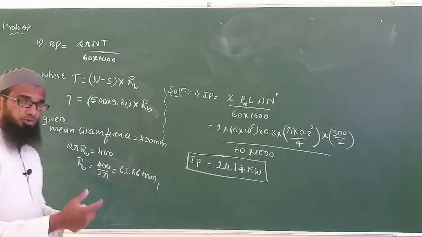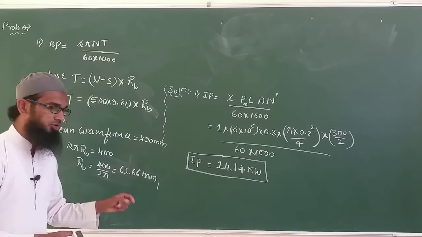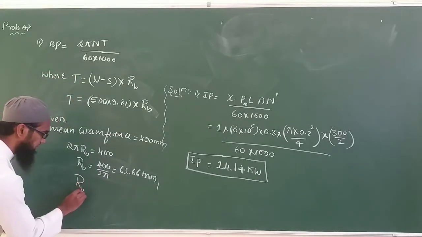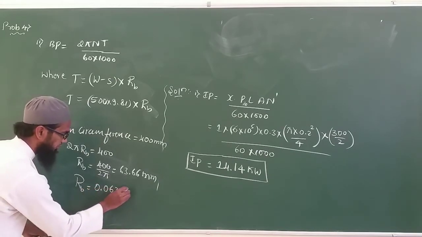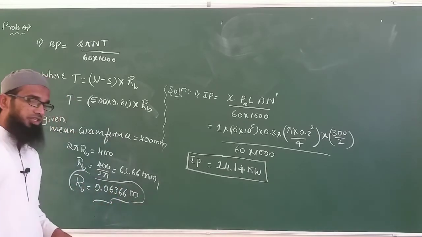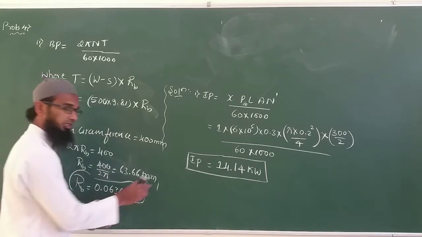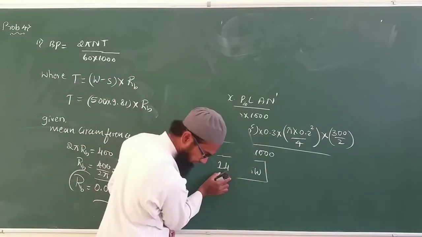But I need to substitute it in meters, so I will take this 63.66 mm in meters. R_B is equal to 0.06366 meter. Now this is the radius of the brake drum. This value I will substitute here, so that after simplification I can get the value of our brake power.